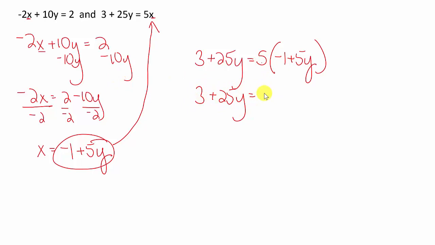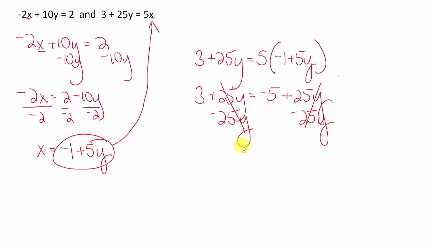So 5 times -1 is -5. 5 times 5 is 25y. Okay, our next step would be to get my y terms together. So I need to move one of these to the other side. It doesn't matter which one you move, but this is positive, so I'm subtracting. And look what happens again. 25 minus 25 is 0, so this goes away. So the only thing that's left in my equation here is 3 equals -5.